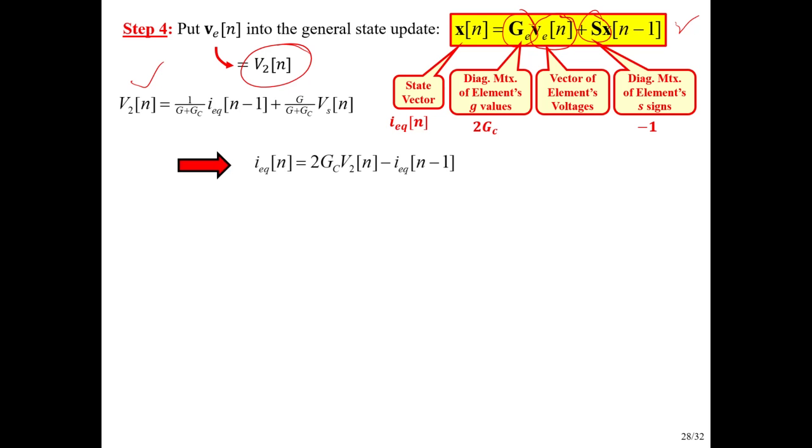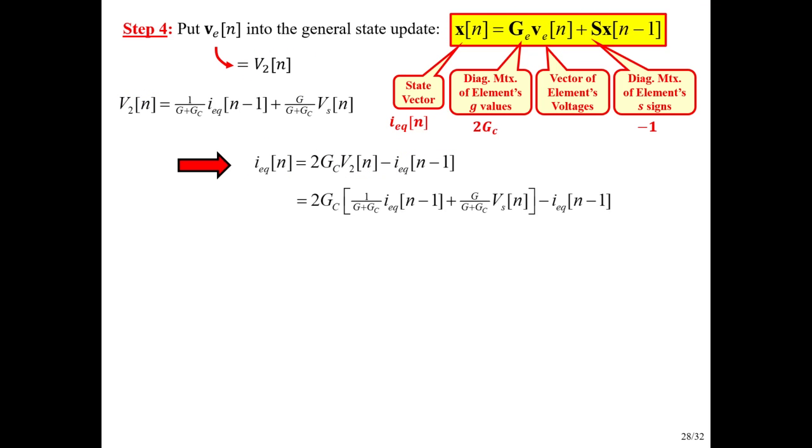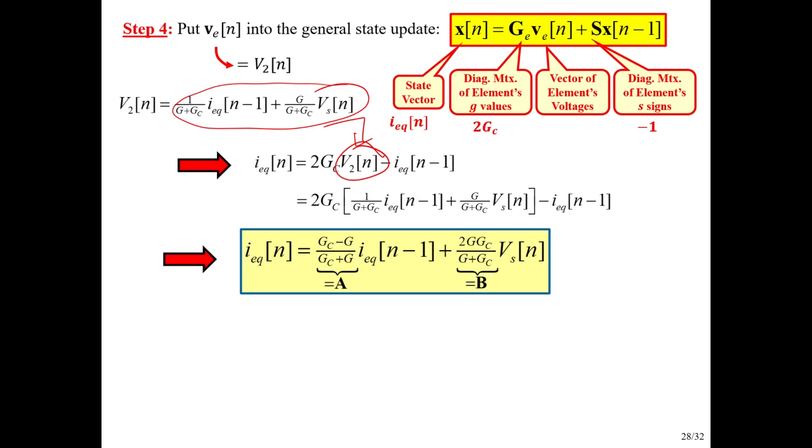So here it is. I'm going to take IEQ, that's what that should be for a capacitor. The GE should be 2GC. This VE is V2. And then a minus for the S, and IEQ n minus 1. So we have that written out. And now I'm going to substitute all of this in for V2. And now after a little bit of manipulation, we end up with something that looks like that.